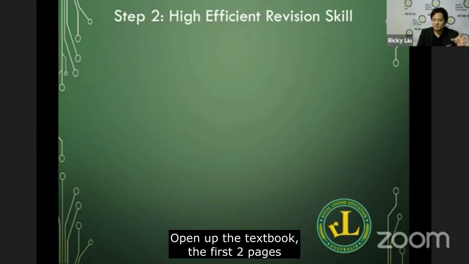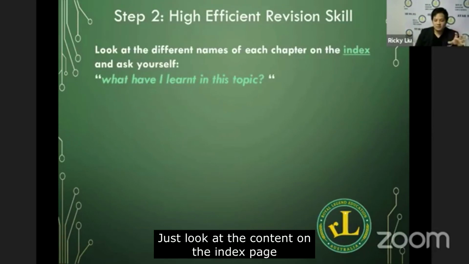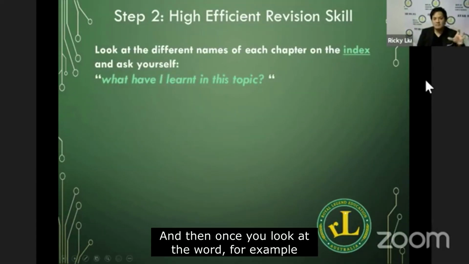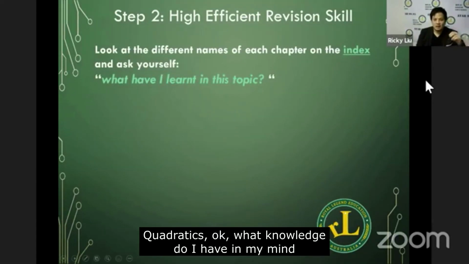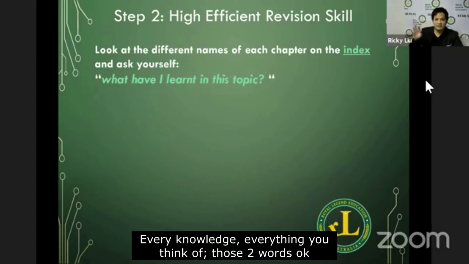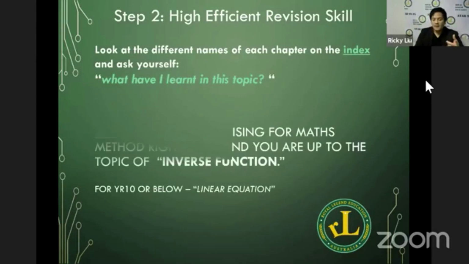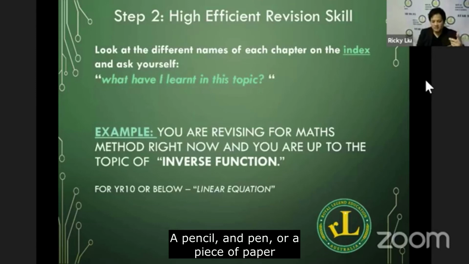Open up the textbook, the first 2 pages, and you can do revision. Just look at the contents index page. And then once you look at the word, for example, combinatorics, okay, what knowledge do I have in my mind about combinatorics? Take a piece of paper, just write down in dot form every knowledge, everything you think of for those words, okay? Let's put it into practice. That's why I asked you to prepare a pencil and pen, or a piece of paper.